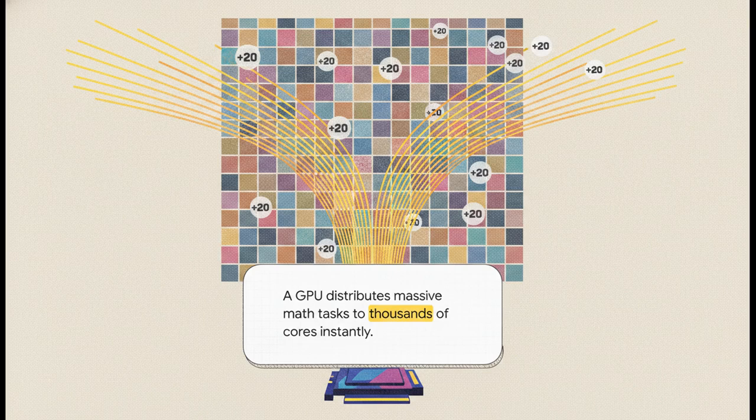think about this. Say you want to brighten an image made of 16 million pixels. You just need to do simple math. Add the number 20 to every single pixel's color value. Well, a CPU can only do that to 10 pixels at a time. A GPU? It distributes that task across its thousands of cores and just does it instantly. It is built from the ground up for magnitudes more parallel processing.